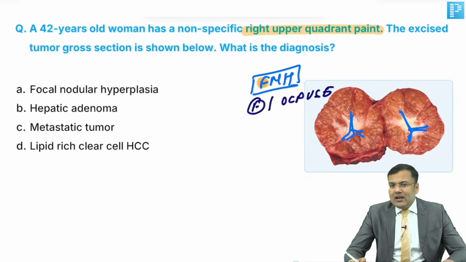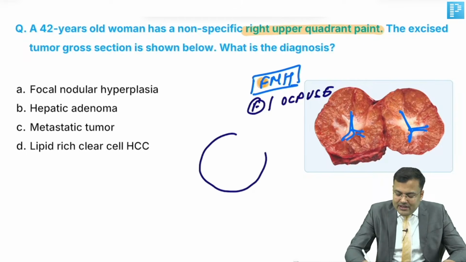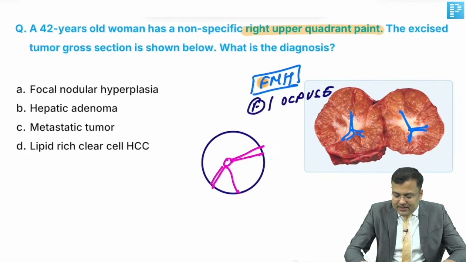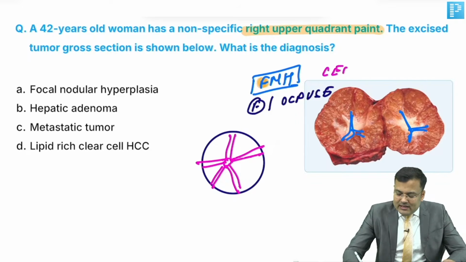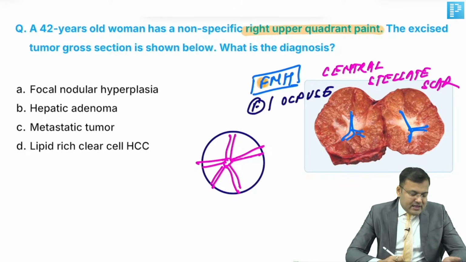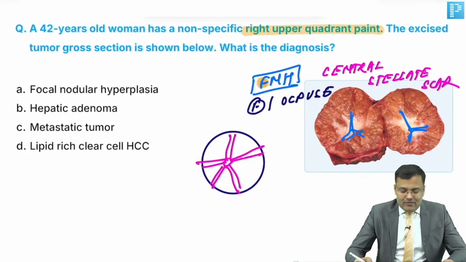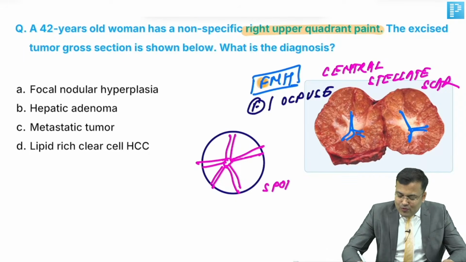You can see this scar on CT, and if you perform angiography, I am asking this question. There is central feeding arteriole with multiple peripheral branches. Anybody tell me what is the name of this characteristic appearance? Yes, it is spoke wheel or cartwheel appearance. So, guys, this is spoke wheel.